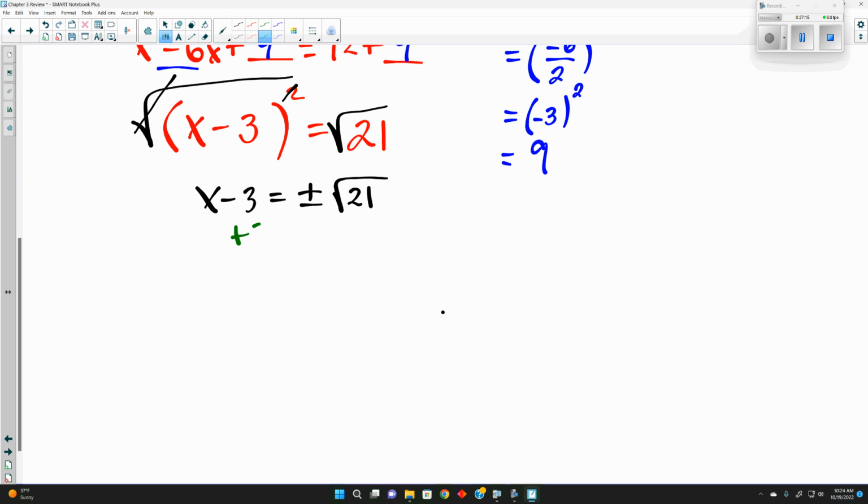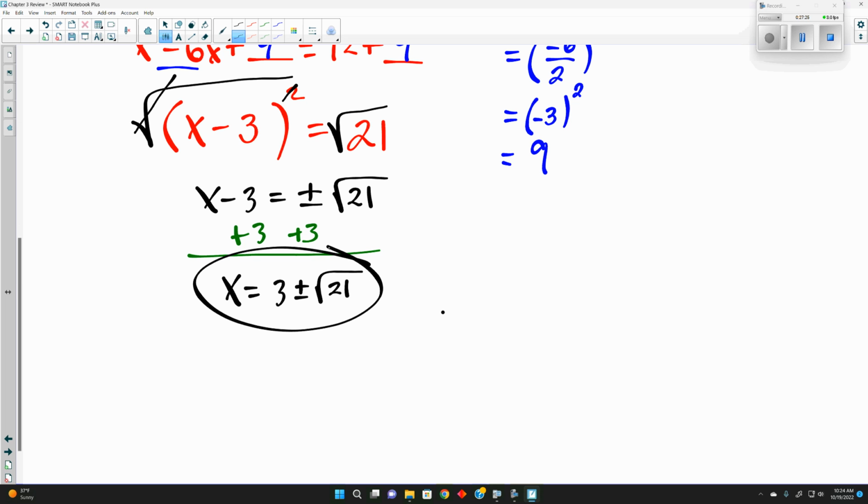But the last step is still to get x by itself. So x is equal to 3 plus or minus the square root of 21. Now, would you like us to put the i at the end or before the radical? Put it before the radical. The reason I say put it in front is just to make sure that y'all don't put the i back inside the radical, so we don't have the square root of 21i, with 21 and i both inside.